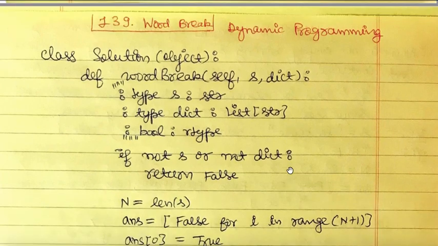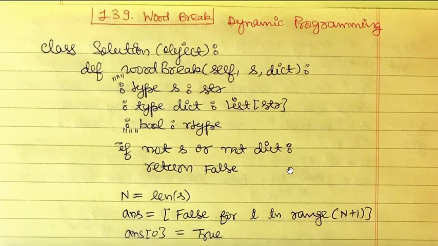So again, I would like to repeat the problem. This is Leetcode 139 Word Break, and definitely it is dynamic programming, where our current output has some dependence on the past outputs, and we will see how this dependence affects us. So here we have class Solution and the function name is wordBreak. We have 2 input variables: s is the string and dict is the dictionary.